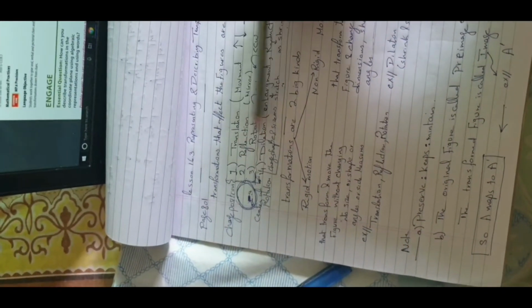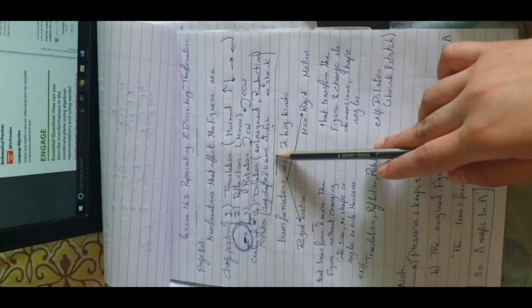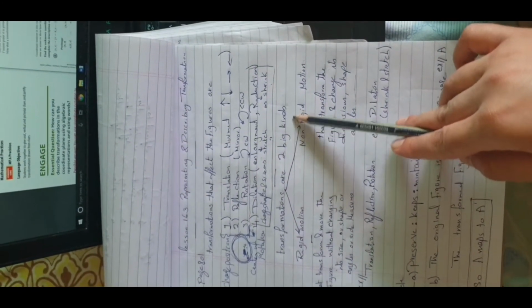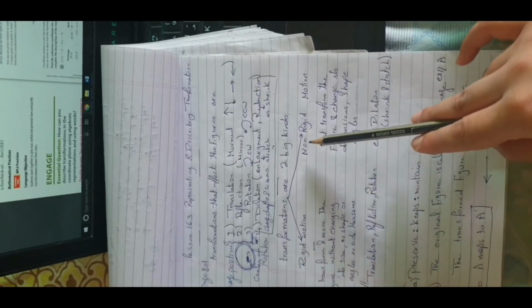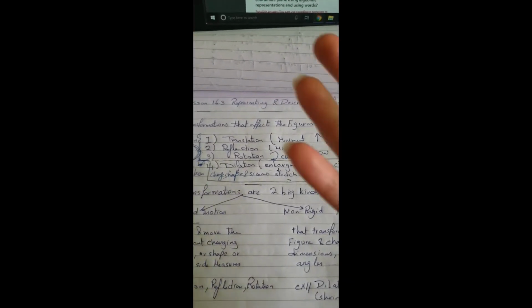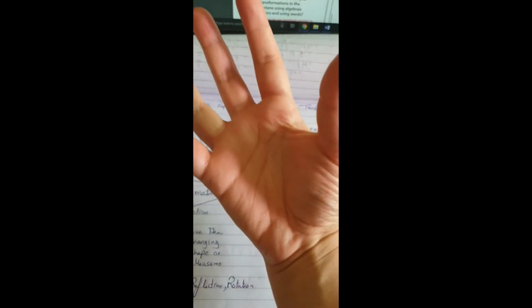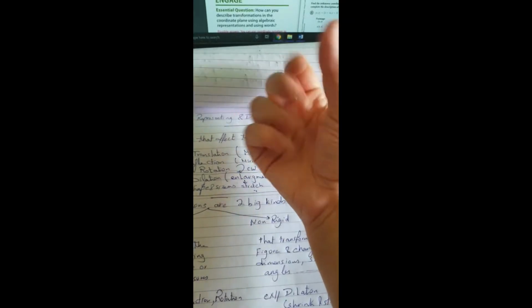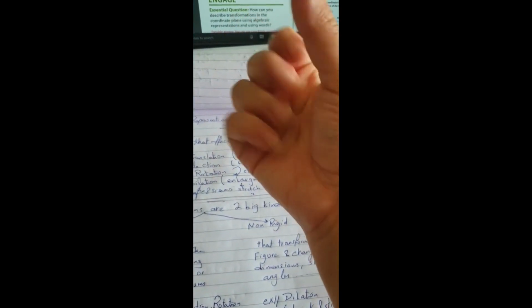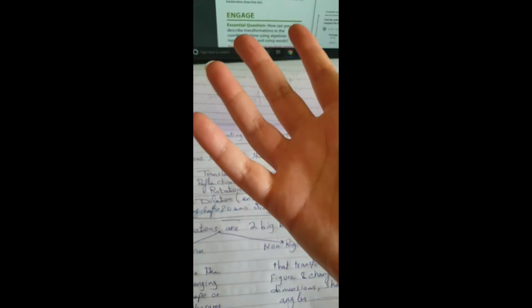These four transformations can be divided into two big kinds. The first one is called rigid motion. The second is non-rigid motion. But I was telling you what rigid is. Rigid means when you hold something in your hand and it's not being bent. You cannot bend the object inside your hand. This is called a rigid motion or a rigid object.